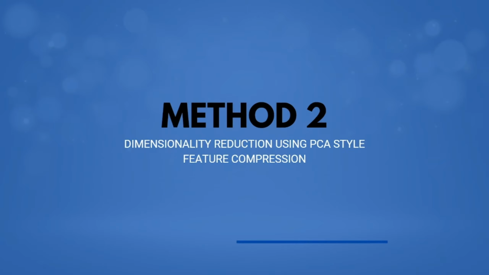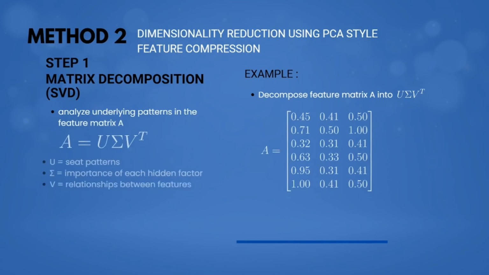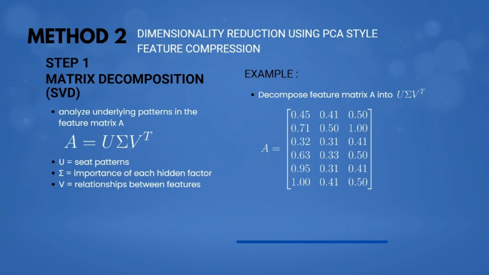Now we move on to the second method, using dimensionality reduction with PCA-style feature compression. So the first step, we need the matrix decomposition, which uses singular value decomposition. Now, in this example, we decompose the feature matrix into three matrices, which are matrix U, matrix sigma, and matrix V. Matrix U represents seat-related patterns. Matrix sigma contains singular values that indicate importance, and matrix V is the relationship between the original features.